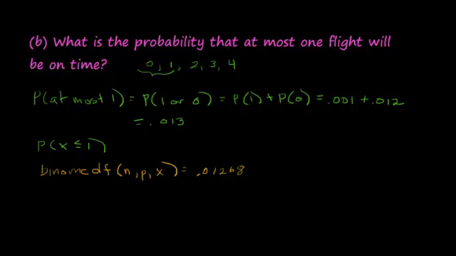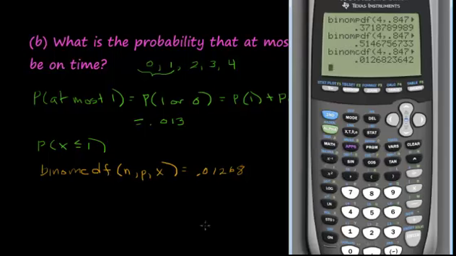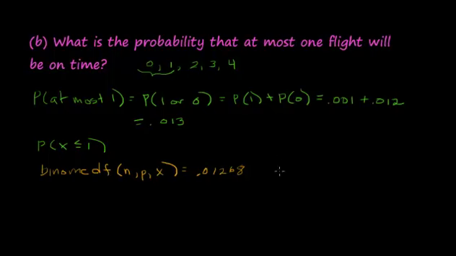Let's pull that back up. 0.01268, yes. Okay. Which is approximately equal to 0.013, which is what we found here. Same thing. So that cumulative density function can help us if this is what we're looking for.